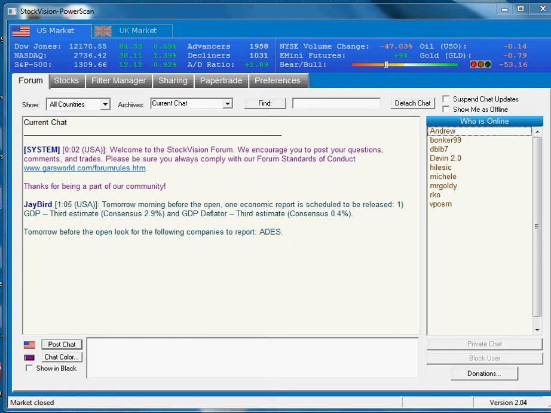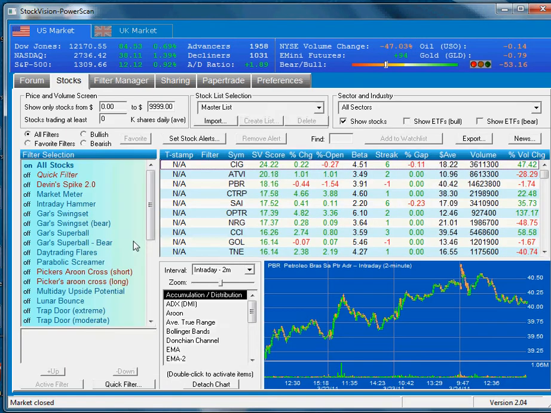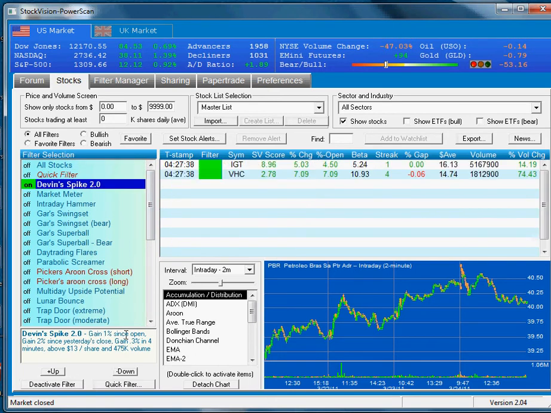This is Stock Vision PowerScan. First of all, we have a forum where valuable information is shared throughout the day. We have the Stocks tab. This is where you get your graph view of each stock, as well as each formula available. You would double click on a filter, and this filter would calculate its results.